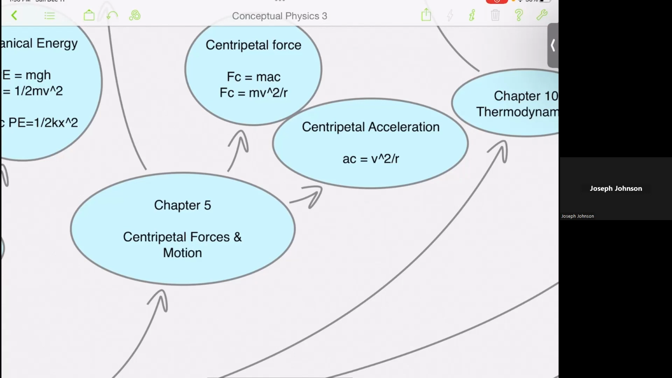The magnitude of the centripetal acceleration is found with the velocity squared divided by the radius of the circle. So the faster you go, the more force, or more acceleration, you experience. And that makes sense. If you've ever been on an amusement park ride that spins in a circle, you can really feel the effects. And the faster you go, the more you feel those effects. But it also depends on the radius of the circle. So it's harder to make a tight circle than it is to make a wide circle.